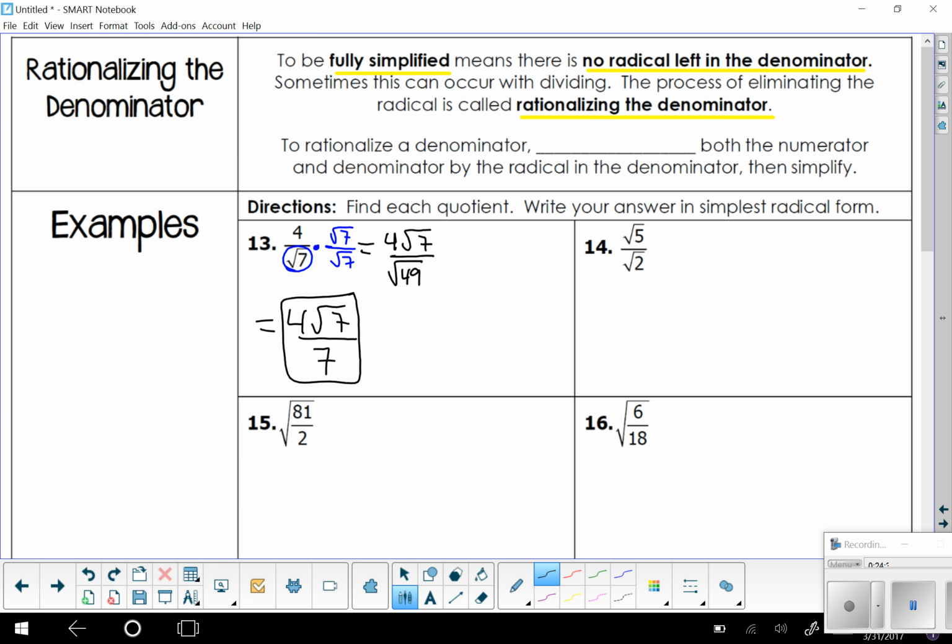Okay, for this one, you're going to multiply by the square root of 2 over the square root of 2. So we get, these are not pairs, square root of 10 over the square root of 4. Then you get the square root of 10 over 2.